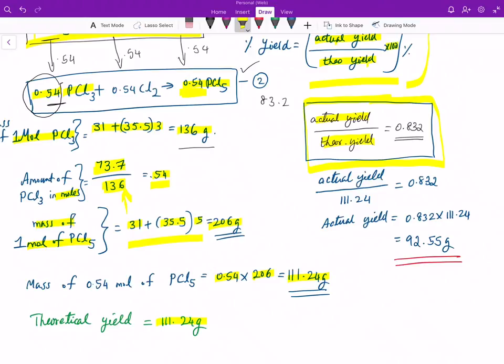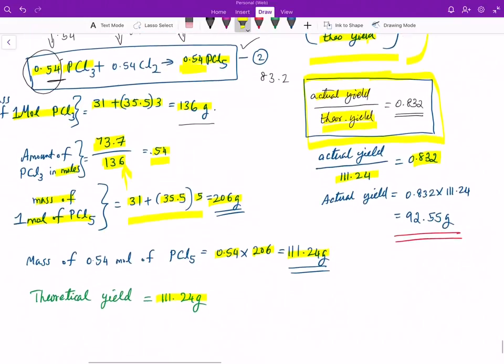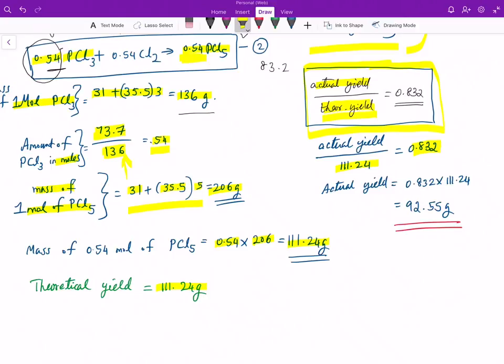Okay, now we know what is theoretical yield. Theoretical yield is 111.24, and 83.2 percentage is the percentage yield. So to calculate the actual yield is 0.832 times 111.24, that is 92.55. Okay, thank you.